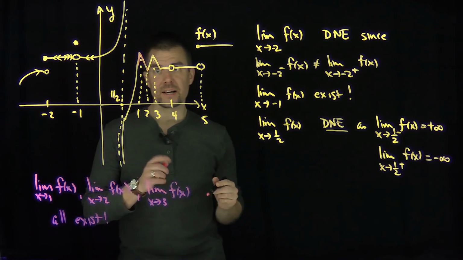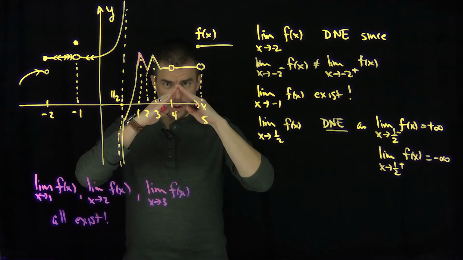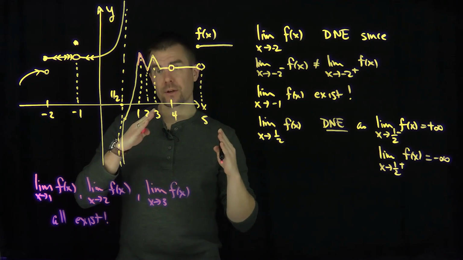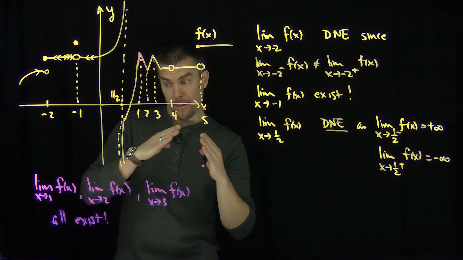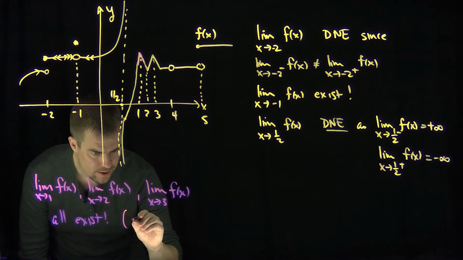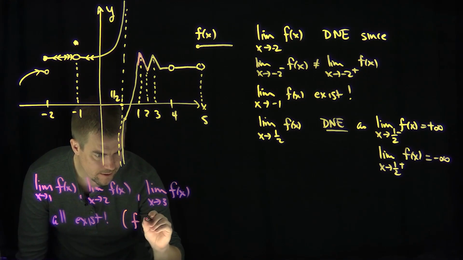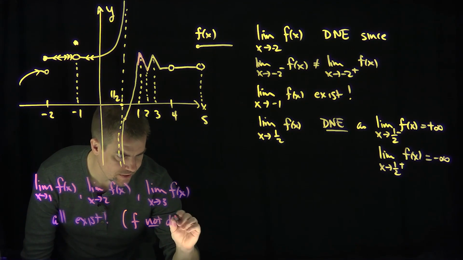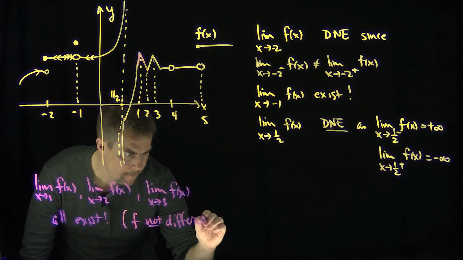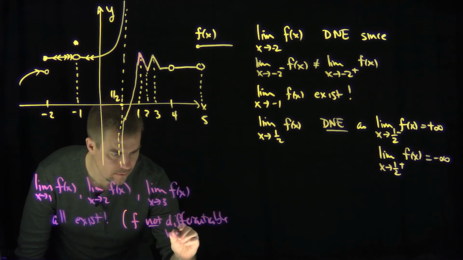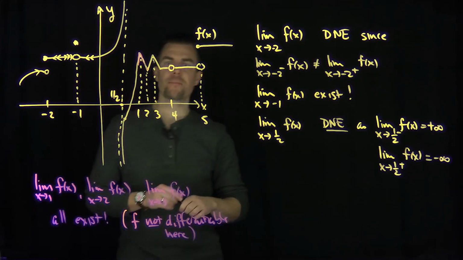Now, later what we'll see is whenever you have this sort of sharp cusp over here, that's going to show that the function's not differentiable at that point. For the future, f is not differentiable, as we'll see later, at those points, okay?